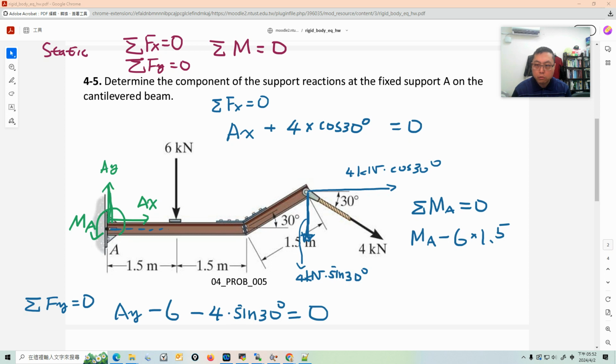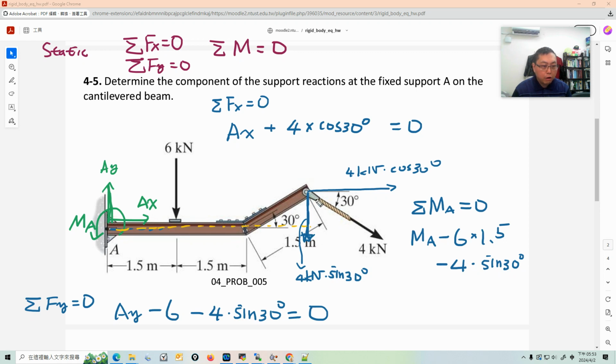Okay, maybe I use the brighter color. This one, there's a lever arm here. This here is the force, and here's the lever arm. So this vertical force will create a moment, and it's 4 kN times sine 30 degrees. The reference point is here, so it will create a clockwise rotation. So it's negative.